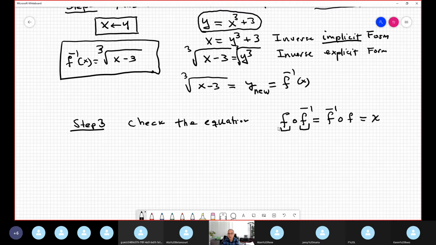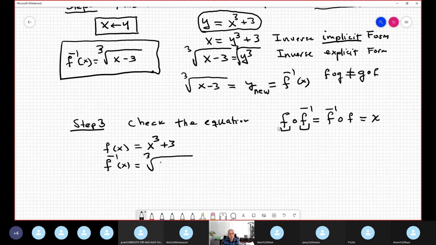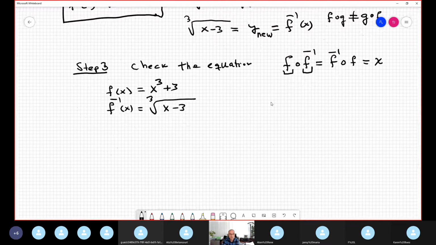It's unbelievable. You know, when you study composition, you know very well that in general, f composition g is not equal to g composition f. Okay, you can know permutation. However, in this particular example, this is true. I want to prove it right now. Okay, I have in my hand the function f, que es x cubed plus 3. I have the inverse function, que es cubic root of x minus 3.